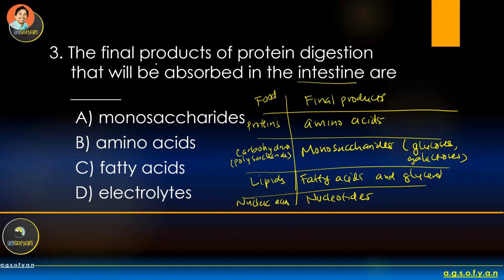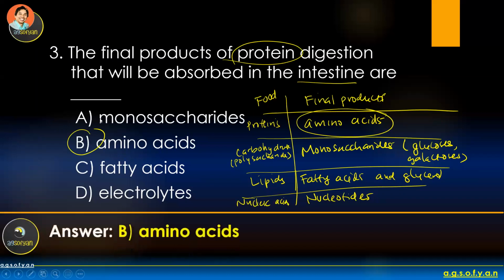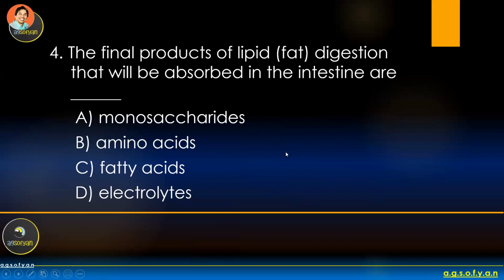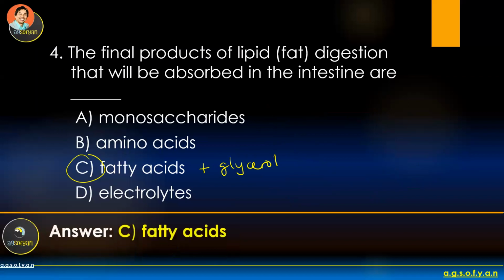Now the question, the final product of protein, which is the amino acid. Okay, the final products of lipid or fat digestion that will be absorbed in the intestine are, we already mentioned that. Choose your answer. Yes, it's going to be fatty acid plus glycerol. Okay, so the answer will be fatty acids.